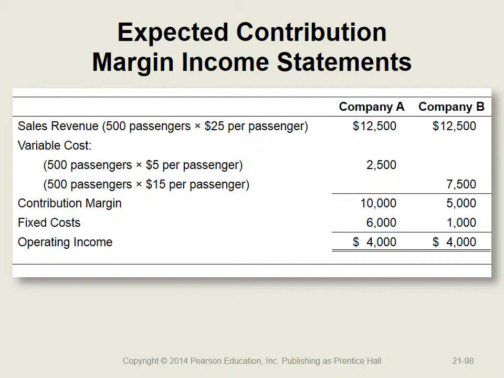This is a very competitive business, and both companies charge $25 per person for the tours. Both companies expect to provide tours to 500 passengers during the month of December. The expected contribution margin income statements are shown for the two companies. Company A has low variable costs. Company B has the opposite cost structure with high variable costs and low fixed costs.